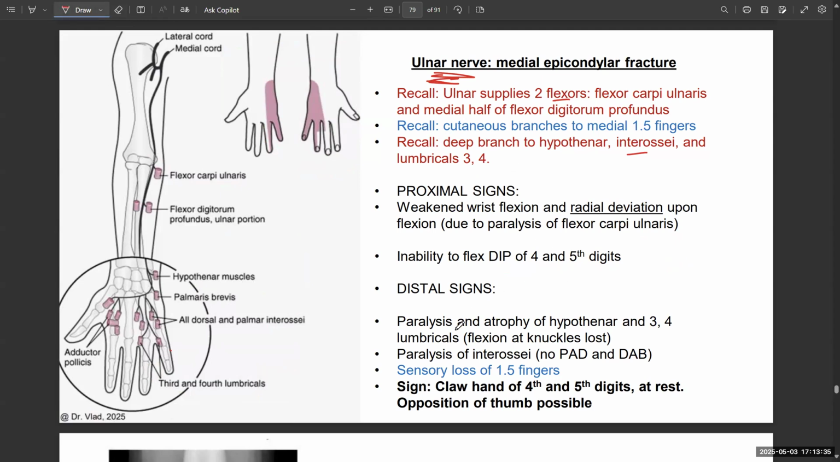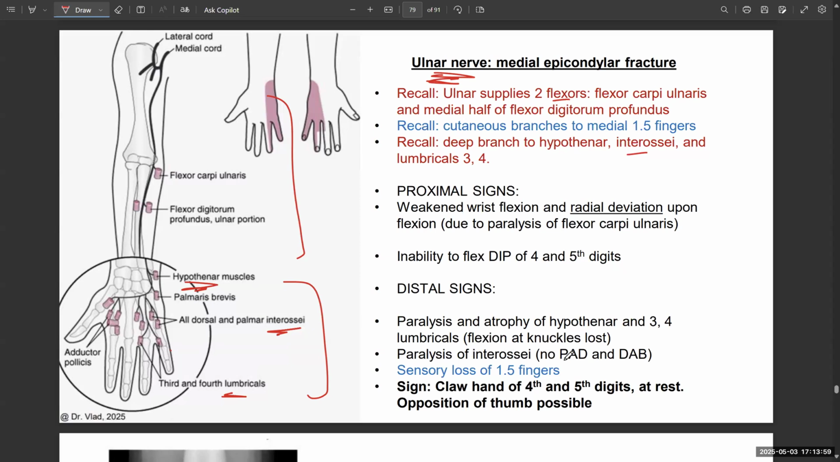Now the distal signs. Paralysis and atrophy of the hypothenar and third and fourth lumbricals. Now you can see distally, the hand is distal. This is proximal. So distally, you can see that the hypothenar muscles are affected, the interossi are affected, and the lumbricals are also affected. So paralysis and atrophy of the hypothenar and third and fourth lumbricals, so the flexion at the knuckles is lost. We will come back to this.